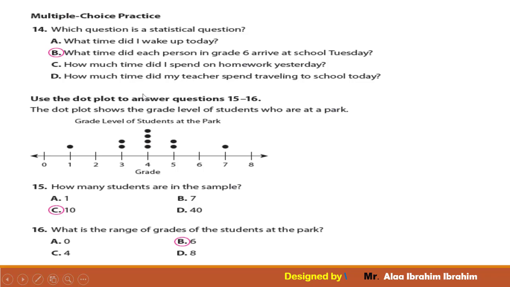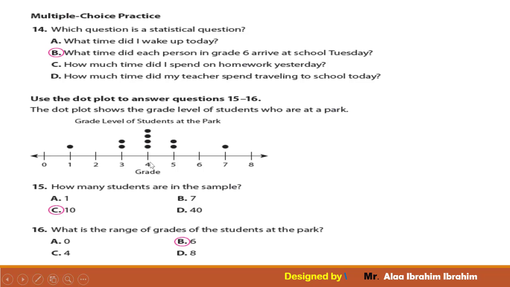Now we're going to the last part, the last question, with choices. We're dealing with which question is a statistical question. I told you about statistical questions for the last time: this means we're dealing with differences or many answers. So what time did I wake up? I mean one person. So this is not statistical. What time did each person wake up? So this is my answer because I deal with each person in grade 6, unlike the others with I and my.